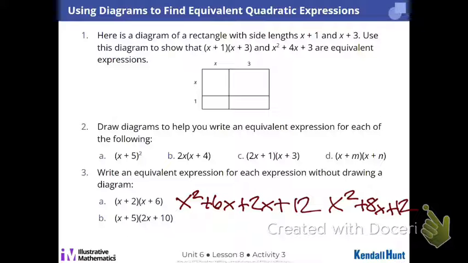Next we got x plus 5 times 2x plus 10. The concept is distribution, multiply everything by everything. That's what we did. So should I write it underneath that? Yeah, underneath that's great. You can go all the way to the left if you want.